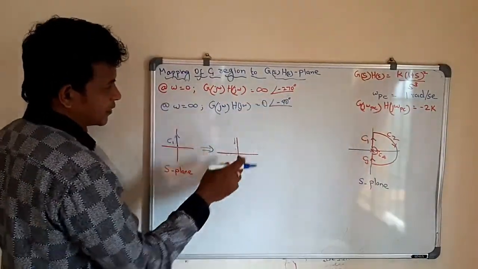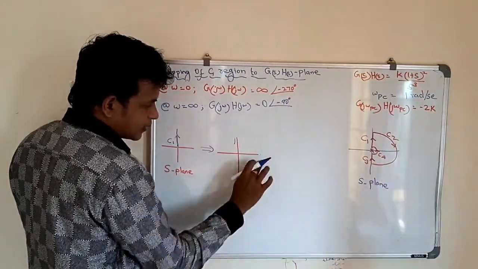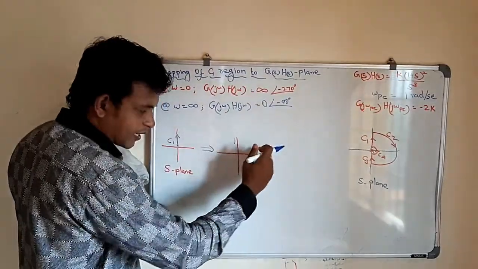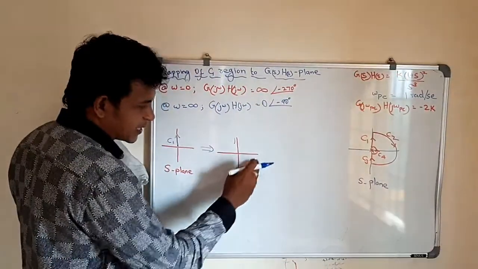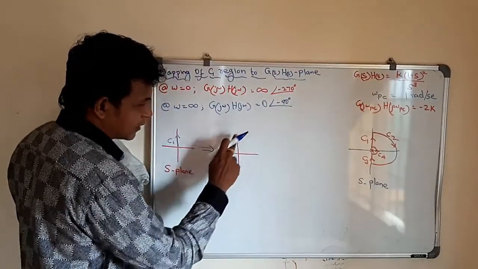So angle minus 270 degree means, this is angle 0 degree, this is angle minus 90 degree. When I move in a clockwise direction, it becomes negative of angle. Okay, so 0 degree, minus 90 degree, minus 180 degree, minus 270 degree. So this is minus 270 degree.